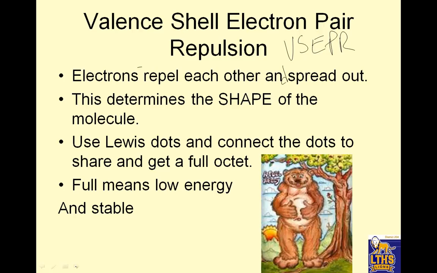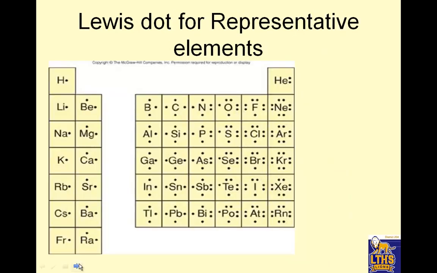We're going to use Lewis dots and connect the dots to share and get a full octet. Full means low energy and stable. Full and stable. Right? He's not going to go chasing after you. Lewis dots represent elements. We did this before. Remember, first column has 1, second column has 2, 3, 4, 5, 6, 7, 8. It's worth noting that you put single, single, single, and then you make pairs once you get to the fifth.